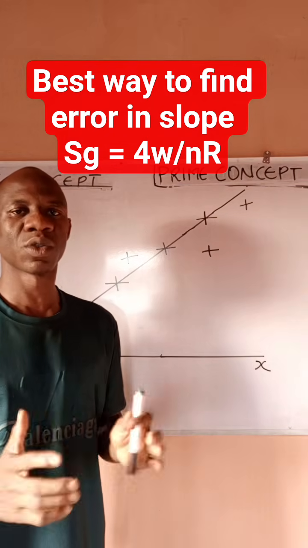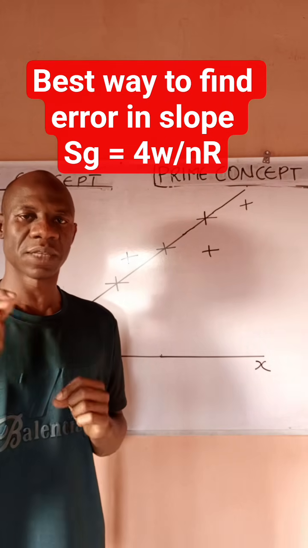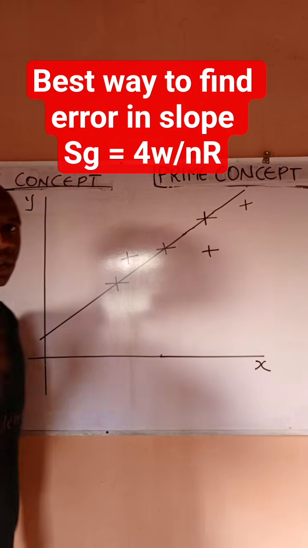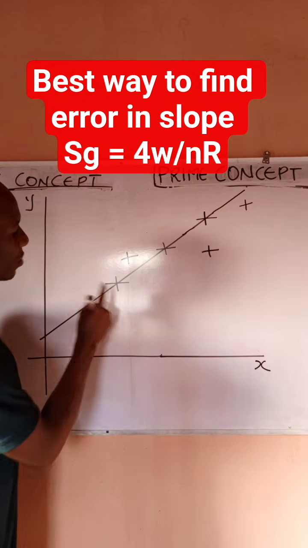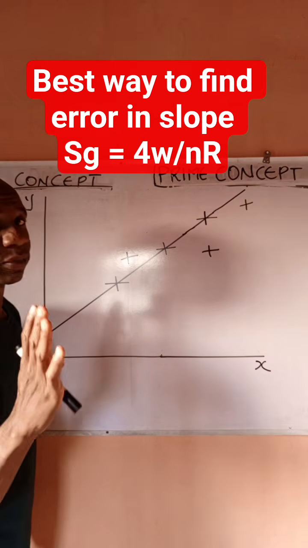In this short video, we want to learn how we can find error in slope. This is very important for those doing practical physics. So let's take a look at this graph. Say we've plotted a graph and we've been able to draw our line of best fit. So this line we have here is our line of best fit.